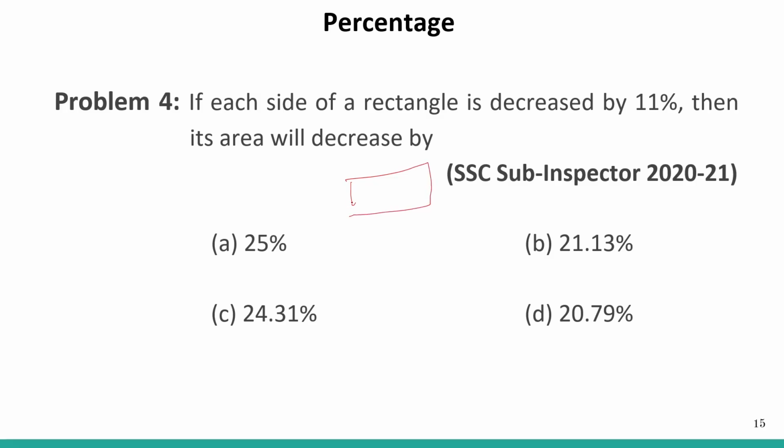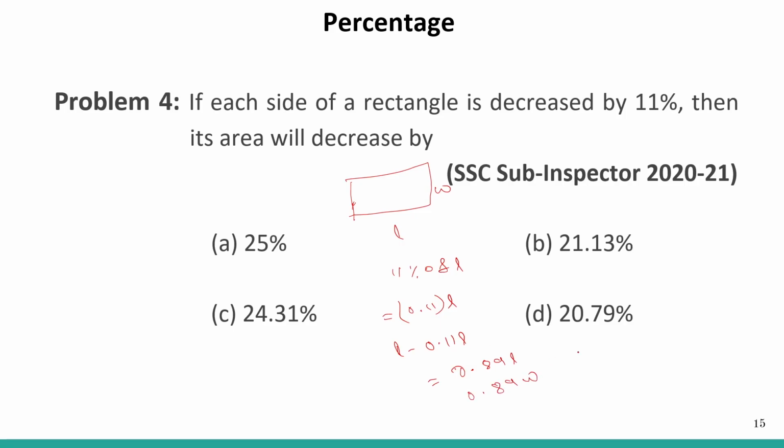Okay, each side of the rectangle is decreased by 11%. So if the length was earlier L and the width was W, then we decreased it. 11% of L is equal to 0.11 L, right? So L minus 0.11 L is equal to 0.89 L. And the same goes for the width, so it will be 0.89 W.